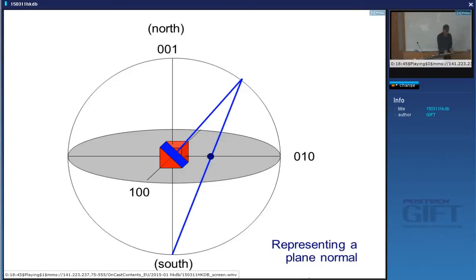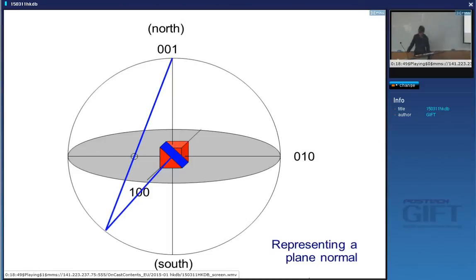Obviously, we need to think also about the 0 bar 1 bar 1 plane normal. In that case, it's pointing in the opposite direction, and it intersects the sphere in the lower hemisphere. So we project that to the North Pole, and we use an open circle to identify that it's actually in the lower half. Okay? So that particular point is a plane normal pointing downwards, so you would use an open circle to identify that. Okay? So that would be 0, bar 1, bar 1. If it's a fully colored dot, then the plane normal is in the upper hemisphere. If it's an open circle, it's in the lower hemisphere.